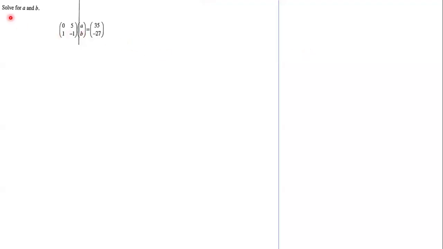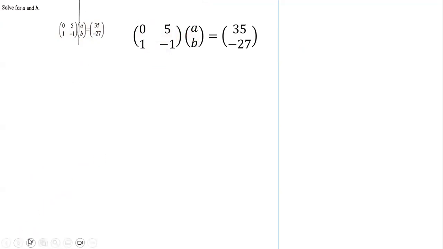Here, our goal is to solve for A and B. So we have this matrix equation, and our goal is to solve for A and B. Now, what we have here is this matrix and this matrix, which we have to multiply by each other. Now, notice that the first matrix, this one, is a 2 by 2 matrix.